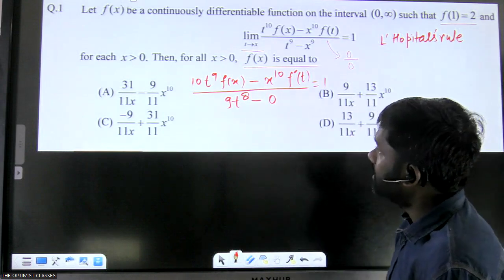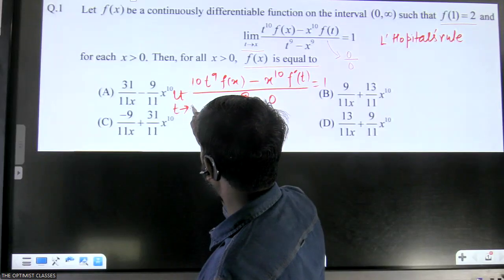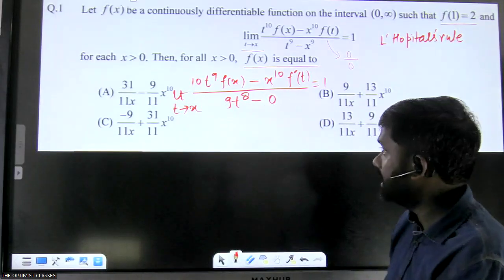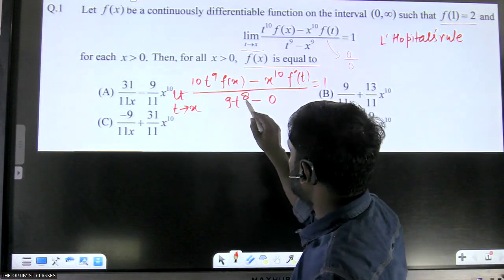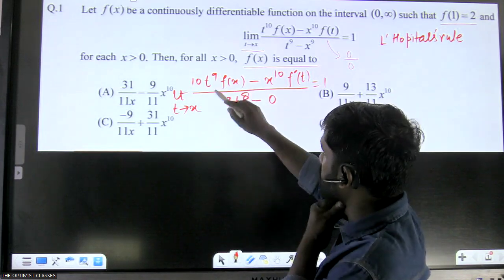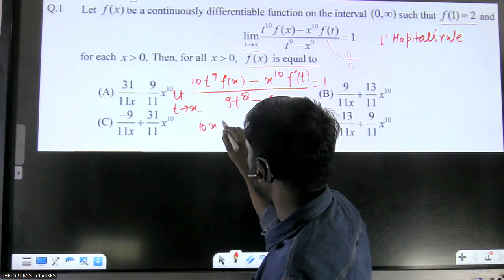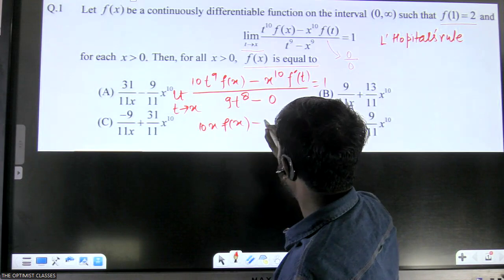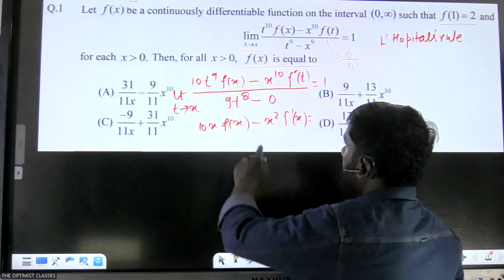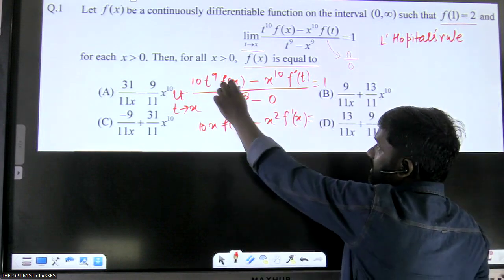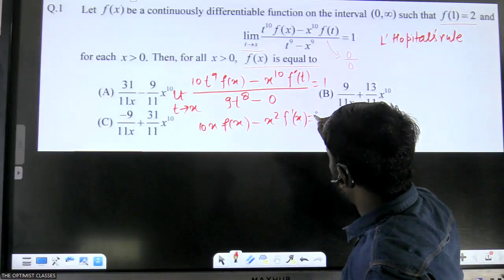Okay. Now here we have to take the limit, t tending to x. So let's put x in place of t everywhere. You are going to get x to the power 9, x to the power 8, and x to the power 10. So you basically get 10 x to the power 9 f(x) minus x to the power 10 f prime(x) equal to, where we have cancelled the x to the power 8 factor, 9 gets multiplied with 1 and you get 9.